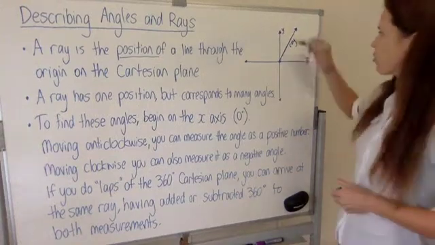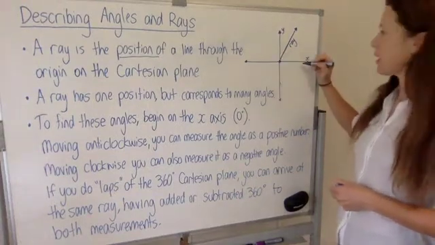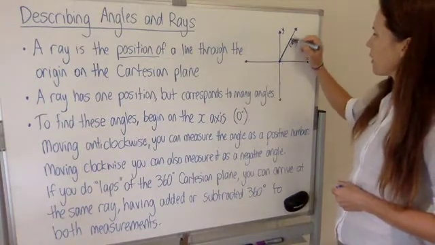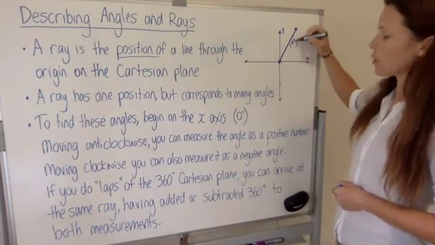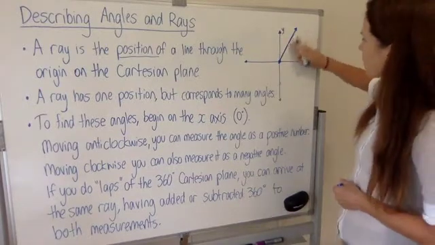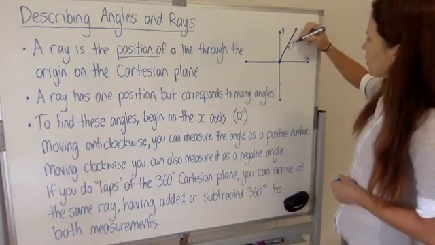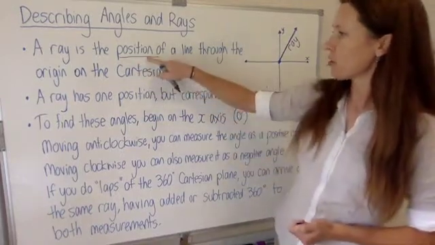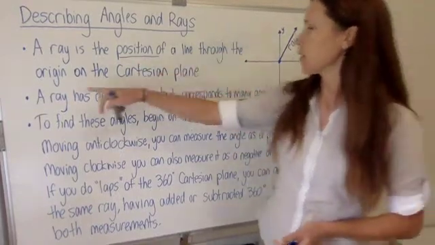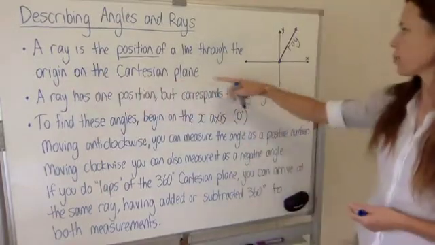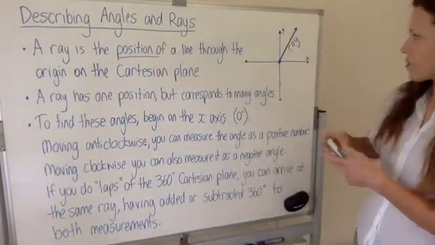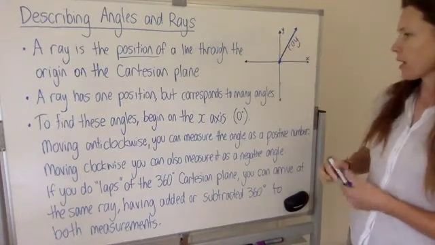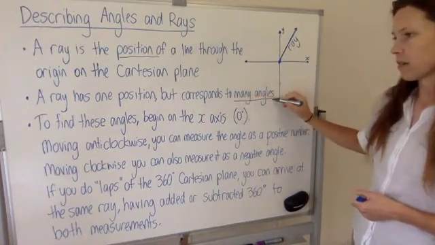Now, if we draw a Cartesian plane, and somewhere on that Cartesian plane we draw a line that goes through the origin, we call this a ray. So you could label this, write it a little bit bigger, sorry. This is a ray. Now, a ray is the position of a line that goes through the origin on the Cartesian plane. It only has one position, wherever you draw it, but wherever you draw it, it actually corresponds to many angles.